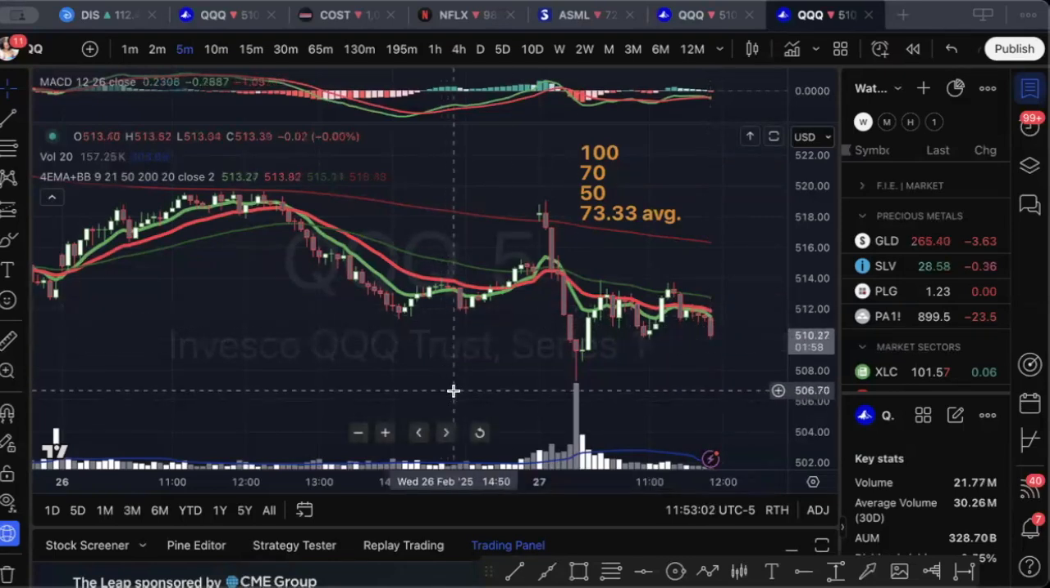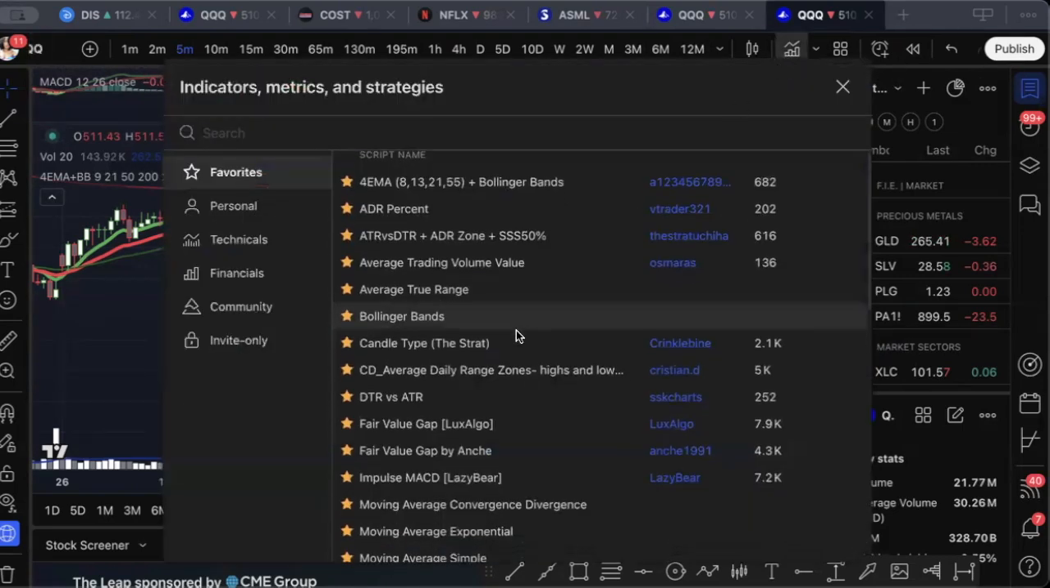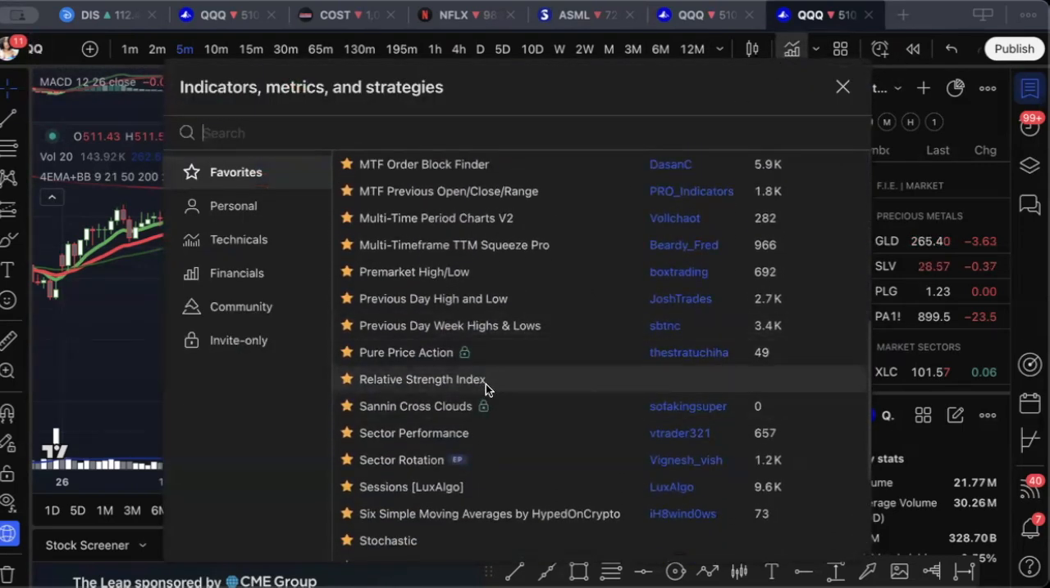Now, the last one that we're going to talk about, because we're going to keep this very simple. The last one that we want to talk about, and we'll talk about other indicators. As you can see, I have favorited a lot of these, right?